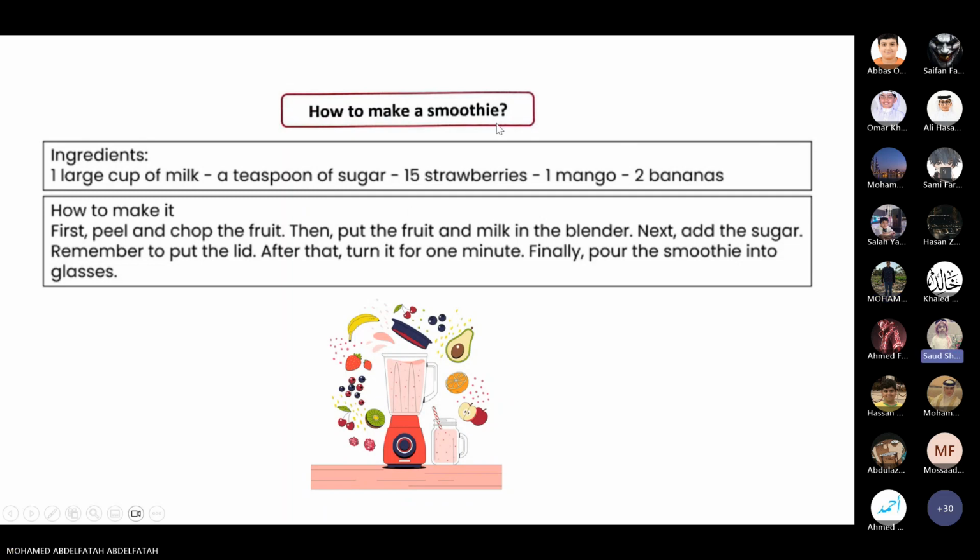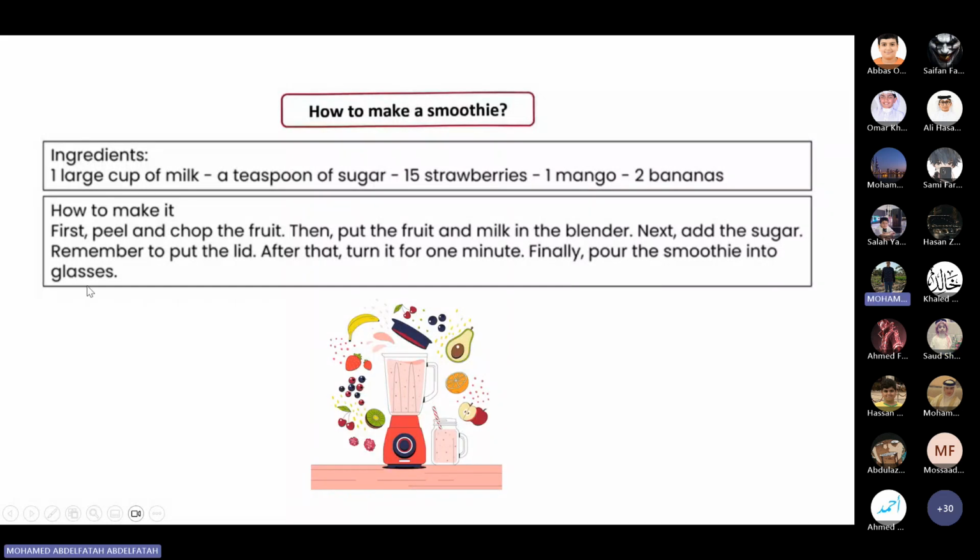How to make a smoothie. Ingredients: 1 large cup of milk, a teaspoon of sugar, 15 strawberries, 1 mango, and 2 bananas. How to make it. First peel and chop the fruit, then put the fruit and milk in the blender. Next add the sugar. Remember to put the lid. After that, turn it for 1 minute. Finally, pour the smoothie into glasses.